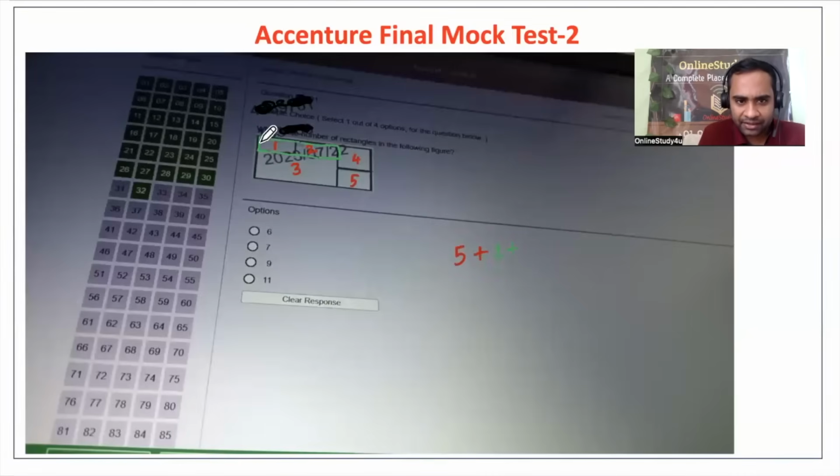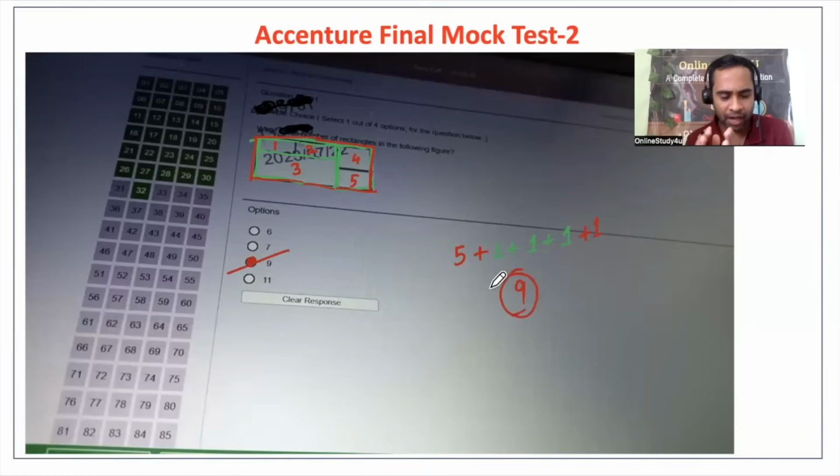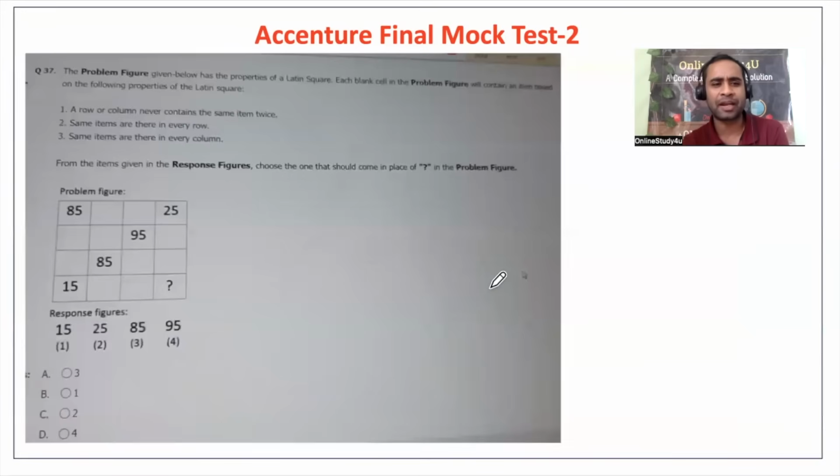If we combine 1, 2, 3, we will get one more rectangle. And if we combine 4 and 5, we get one more rectangle. And now I am going to combine everything, because all these are inside a rectangle. So one more rectangle. Total 5 plus 4 is 9 rectangles. In the exam, we will easily be able to analyze this if you have practiced some questions based on that. Each and everything will be clear in this particular video.